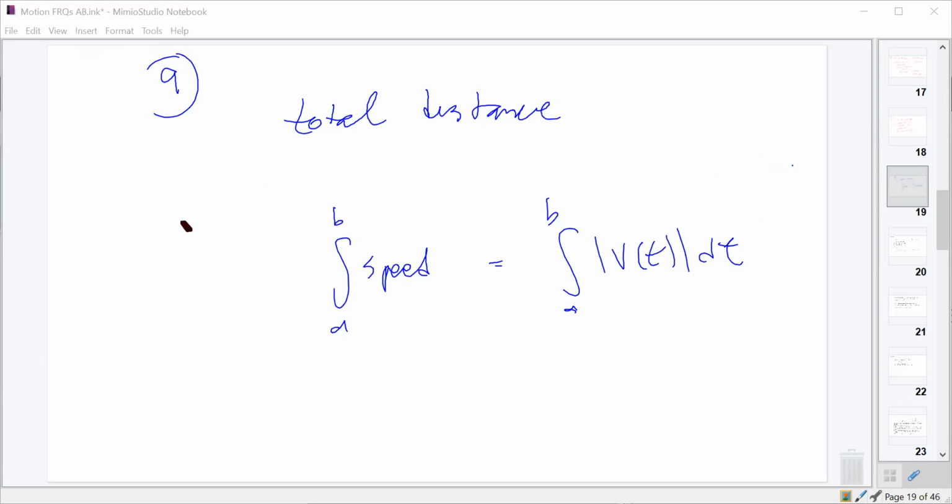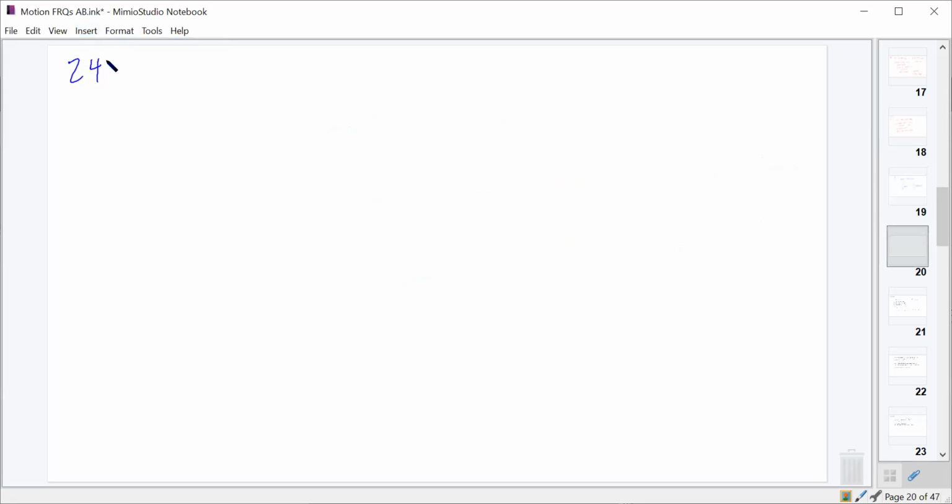All right, next one, we got a couple more here. Next one is 24. They've shown us a solution curve for a slope field. The solution is for the differential equation and initial condition.